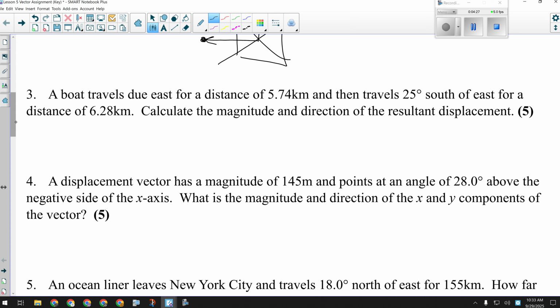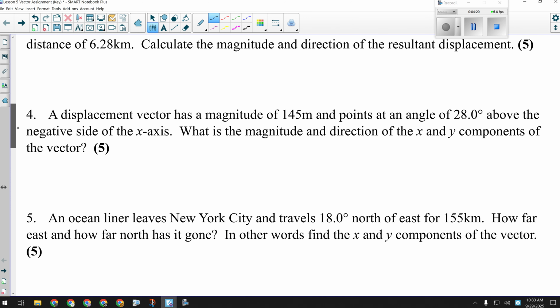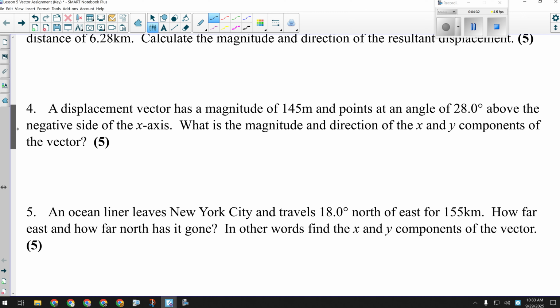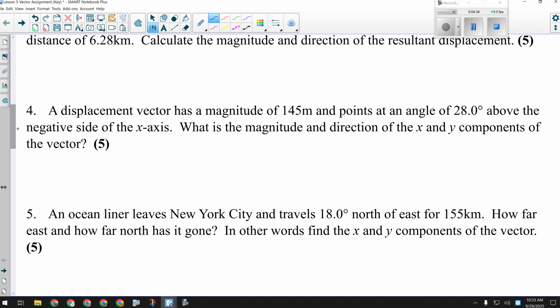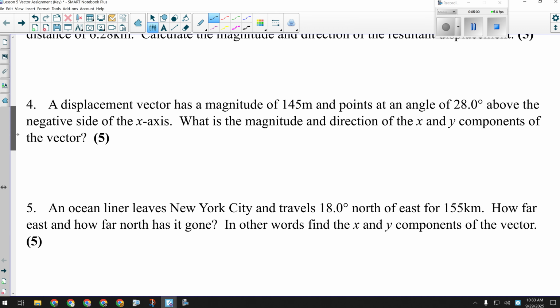Okay, don't overthink it. For number 4, all you're doing is finding x and y for this vector. You're being given a vector and you're being asked to find x and y, its horizontal and vertical components. That's all. I'm giving you a mark for a diagram, a mark for the 2 calculations, and then a mark for your answer. So find the x and y components of it. That's it. Don't overthink that one. There's only one vector there. Same with number 5.